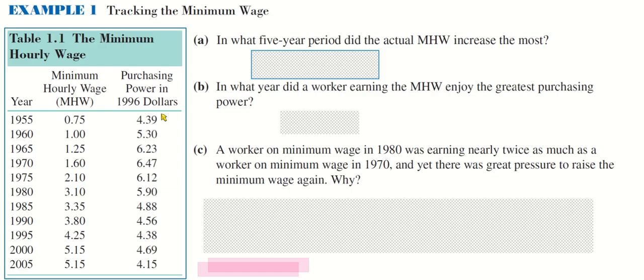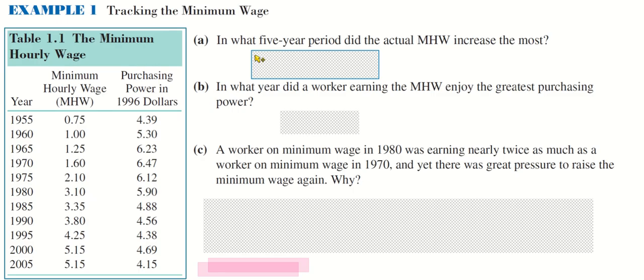Example 1, tracking the minimum wage. So again, we're just giving you a basic table of values where we had the year and the minimum hourly wage in this column, as well as what the purchasing power was. Not going to really go into great detail about what these numbers actually mean, but there's also a column for the purchasing power in 1996 dollars. So a table of data, and then some pretty basic questions based on the data.